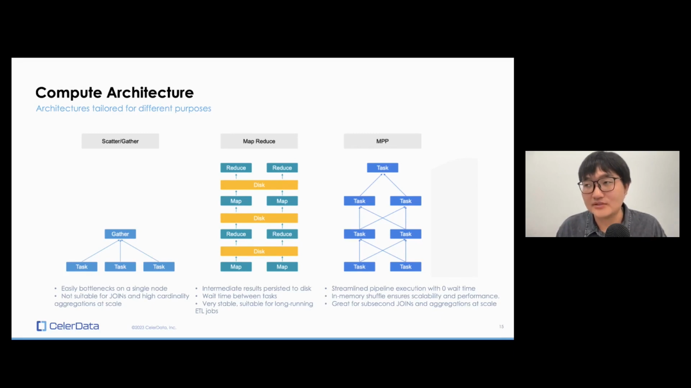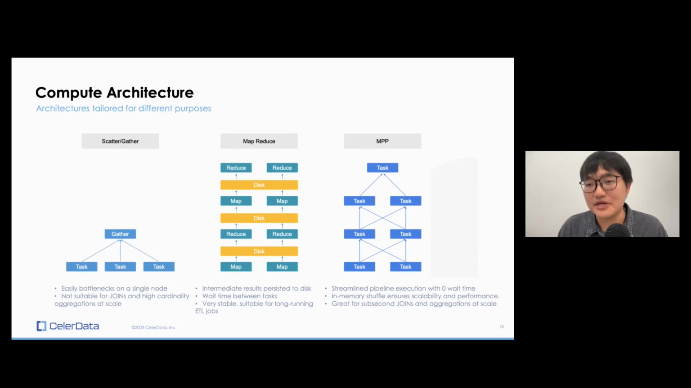So this is great for long-lasting ETL data transformation workloads, but it does introduce a lot of performance overhead. It's really not that good for sub-second or even sub-minute queries. Also, this kind of operation introduces wait time between different tasks. And then let's go into the MPP architecture.